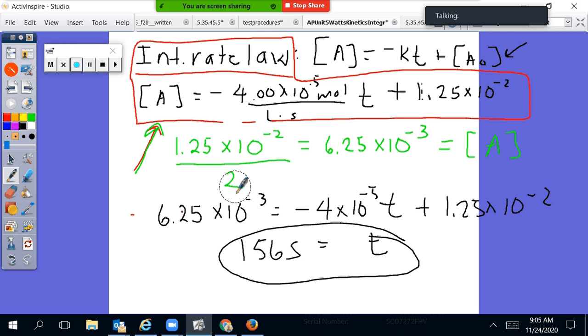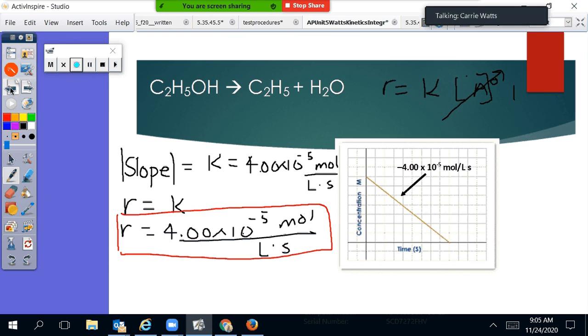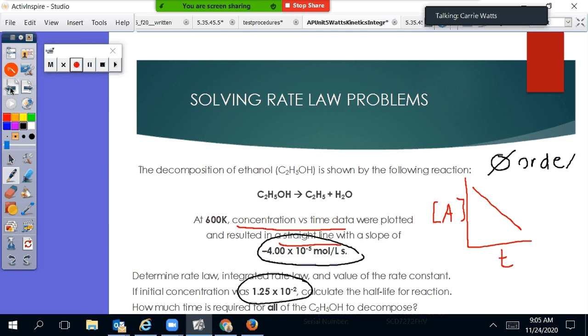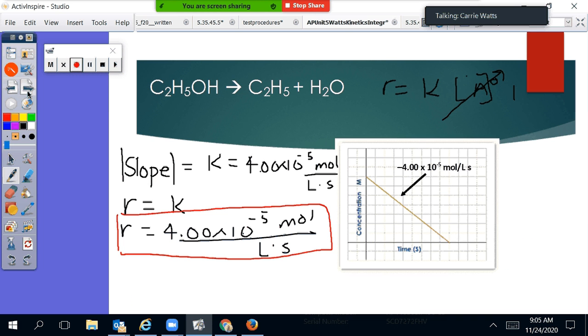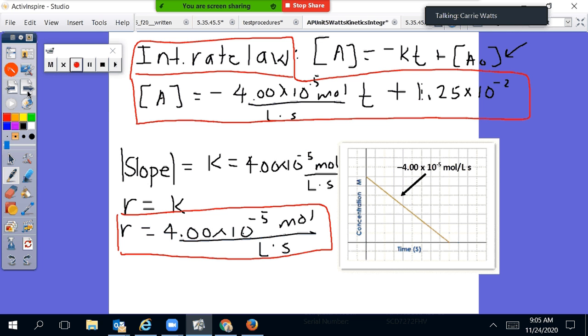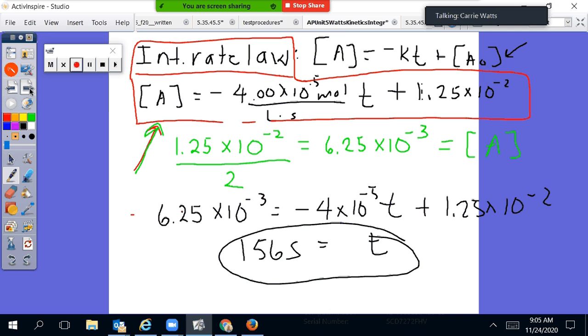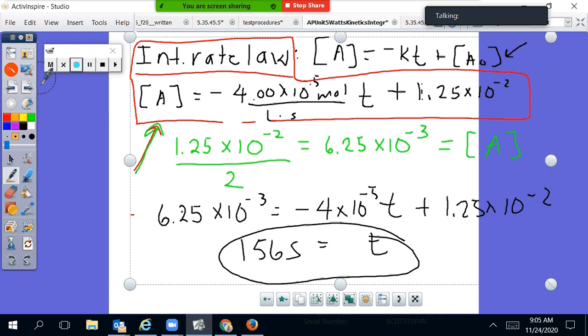And then I believe the last question just asked how long, let's see what it said, how long for all the methanol, or ethanol, excuse me, to decompose. So that would mean you're looking for T when A is 0. So you would do the same thing again.